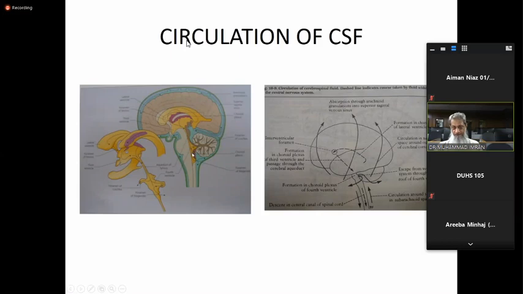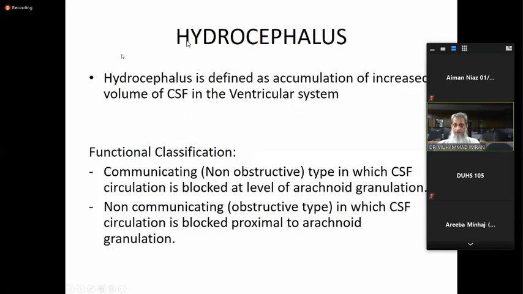And from the fourth ventricle, the CSF goes through the foramen of Magendie and Luschka, and it comes into the subarachnoid spaces over the surface of the brain, and some of the CSF goes into the spinal canal. So coming on to the main topic, after this basic discussion on cerebrospinal fluid, hydrocephalus is defined as the accumulation of increased volume of CSF in the ventricular system.